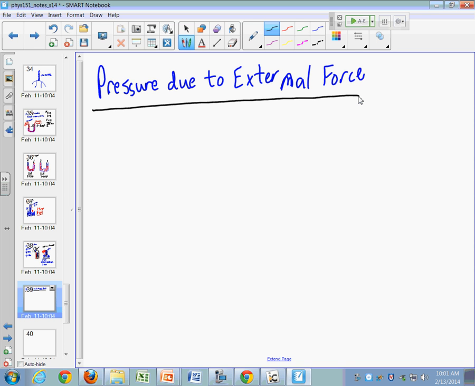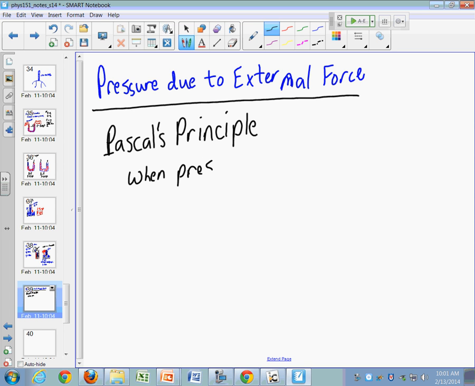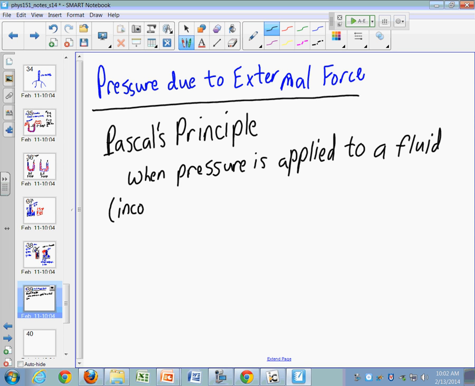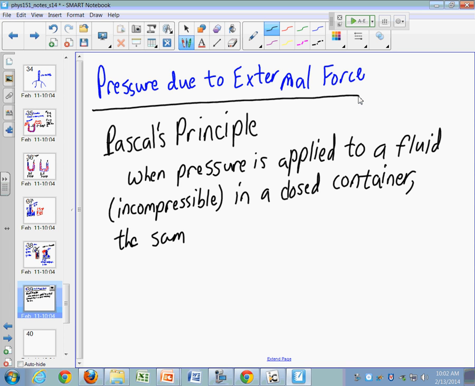With pressure due to an external force, we're going to introduce the idea of Pascal's principle. Pascal's principle is pretty simple, but it has a lot of different applications. Pascal's principle says that when pressure is applied to a fluid in a closed container, and actually an incompressible fluid, I'll just put this in parentheses, an incompressible fluid in a closed container, the pressure is felt throughout the container. The same pressure is felt throughout the container.